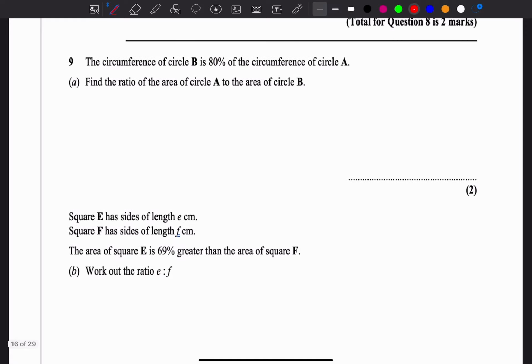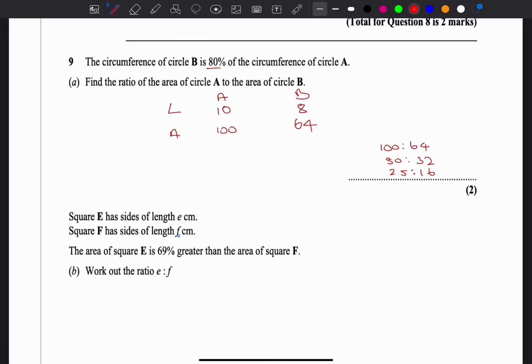Now, the circumference of a circle is 80% of the circumference of A. Find the ratio of area. Right. So if you look at this, it is the length of A and B. Let's say 10 for A. 80% of 10 is 8. Area, if you want to go from 10 and 8, remember area, you square it. So it's 100 is to 64, which is 50 is to 32, 25 is to 16 is the answer.